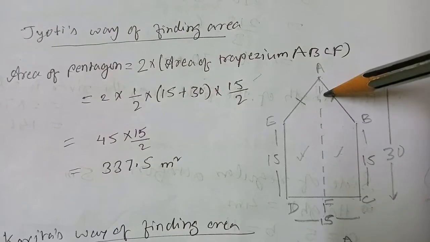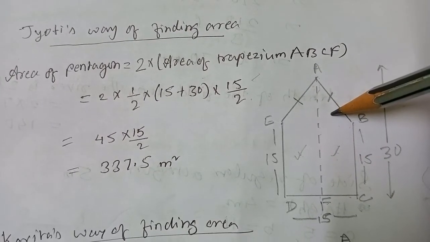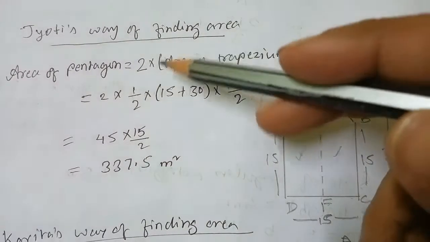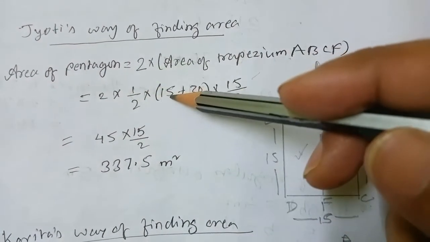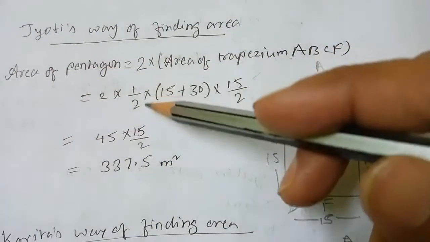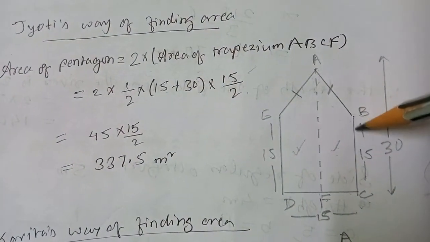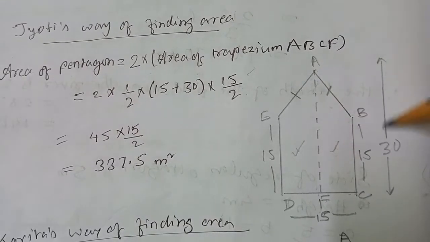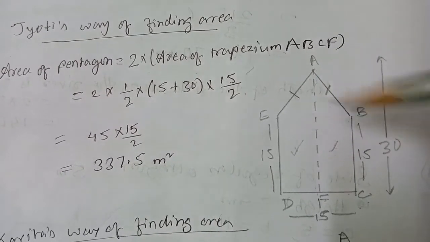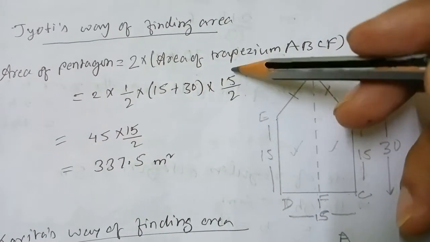Okay. So if I find the area of this trapezium, it is the same. That's why you can multiply by 2. So 2 into half into sum of parallel sides into height. So half into, what are the parallel sides? This is 15 and this side is 30 because the total length is given as 30. So 15 plus 30 and into height. Height is what? 15 by 2.